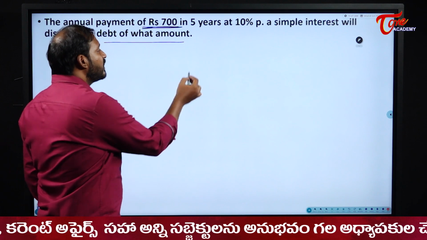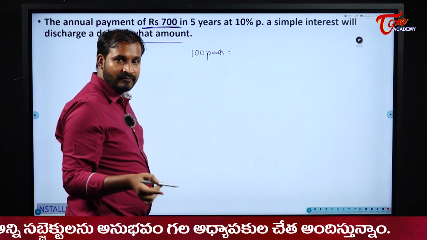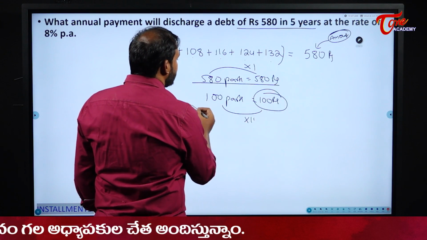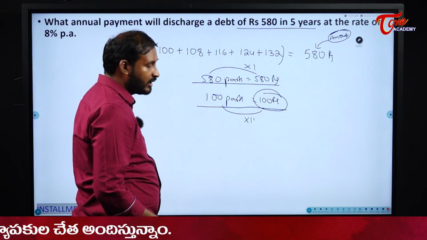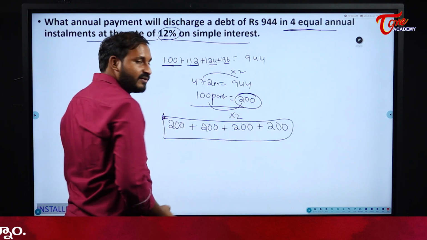Annual installment means what? Just now I told you 100 parts, right? Annual installment, what we calculated till now. See, if 580 parts is 580, 100 parts is how much? Annual installment. Here also the same, 100 parts is the annual installment, right?